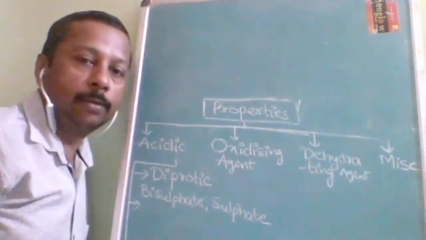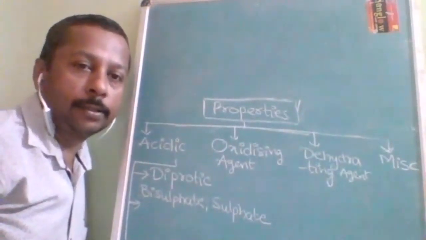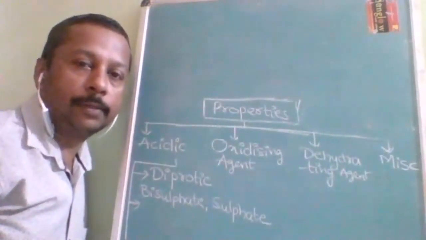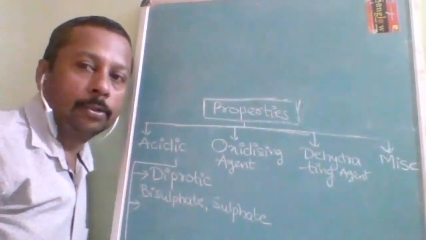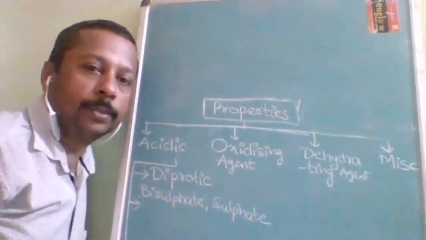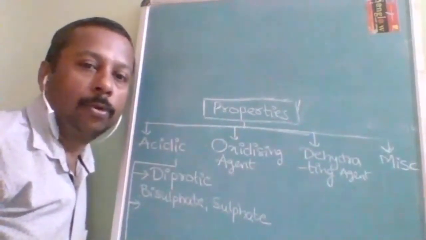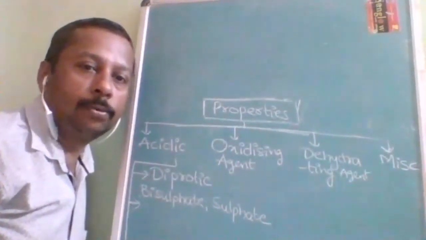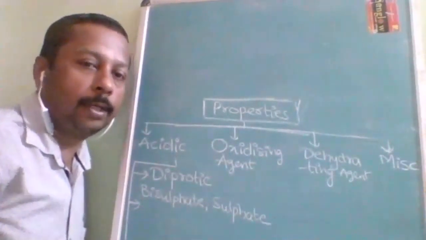First let us study the acidic properties. Already we have seen in the structure that there are two OH groups. The number of OH groups will decide the basicity. So two OH groups are there, and the basicity of sulfuric acid is 2. That means it can provide 2 H plus. That's why it is also called a diprotic acid.